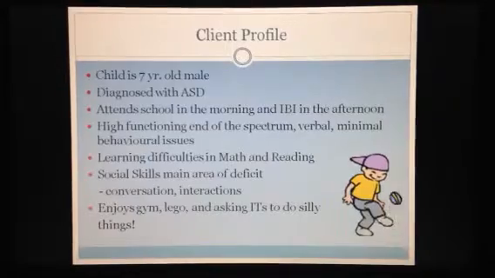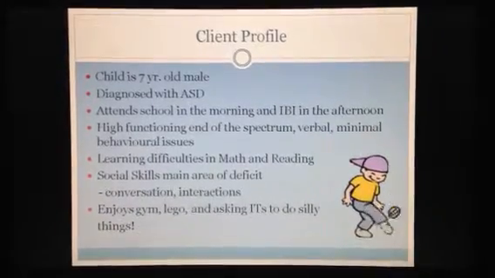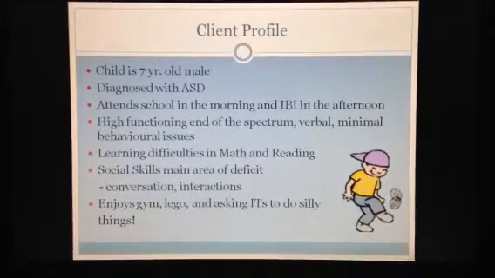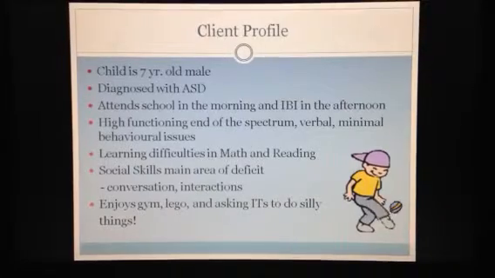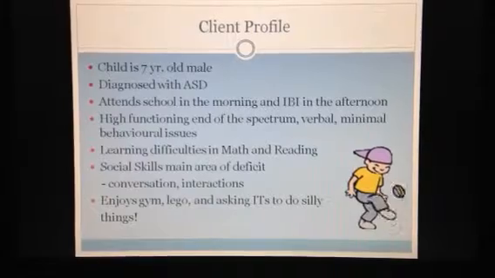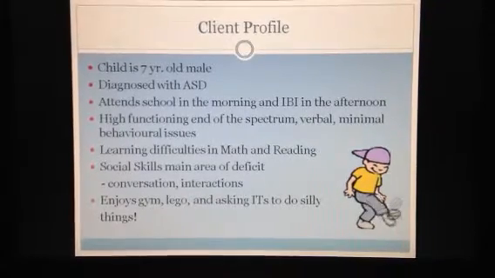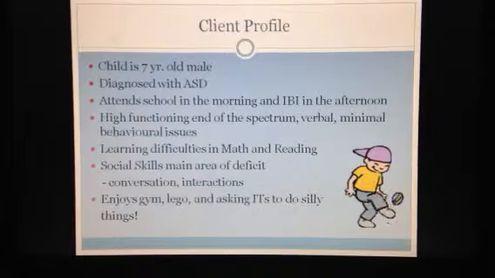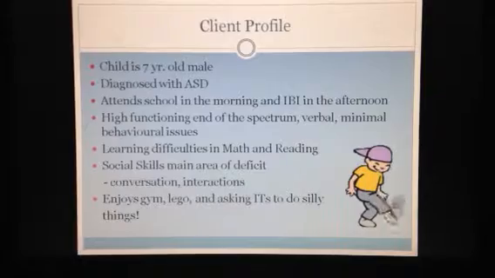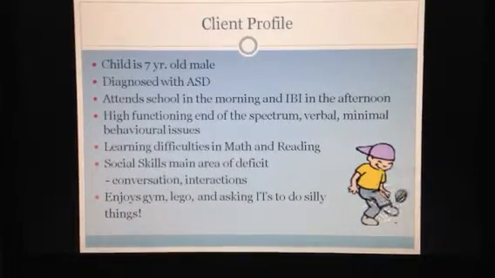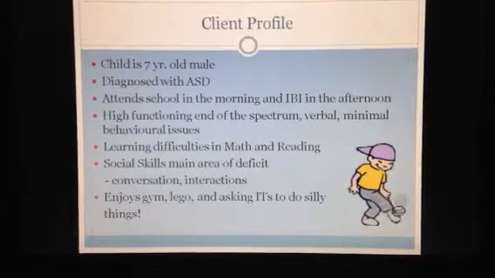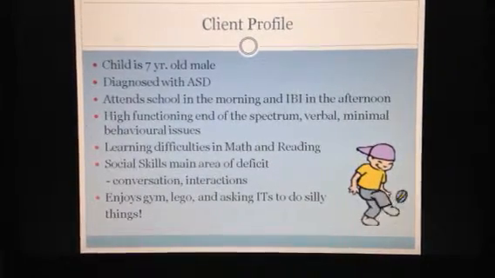The client profile. The child is a 7-year-old male. He's been diagnosed with autism spectrum disorder. He attends school in the morning and IBI in the afternoon. He is at the high functioning end of the spectrum, is verbal, and has minimal behavioral issues. He does have learning difficulties in math and reading, but social skills are his main area of deficit, for example, initiating conversation and social interactions. He enjoys gym and Lego and asking the instructor therapist to do silly things like pretending to fall asleep.